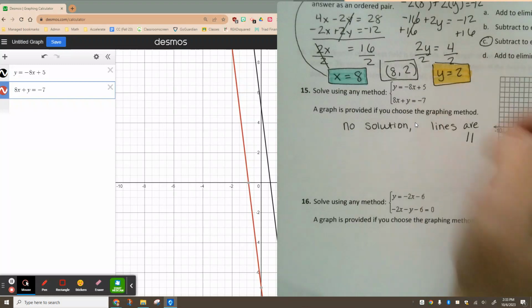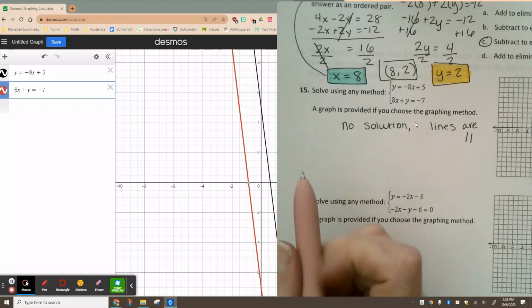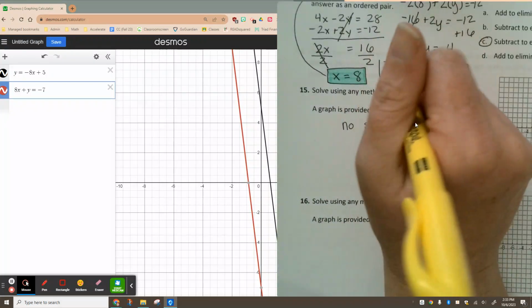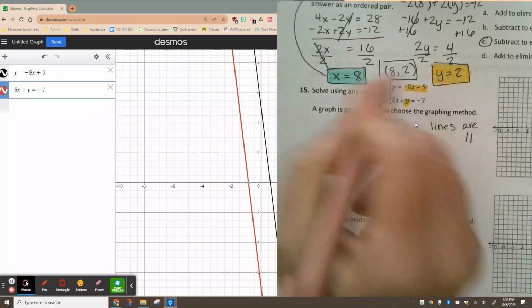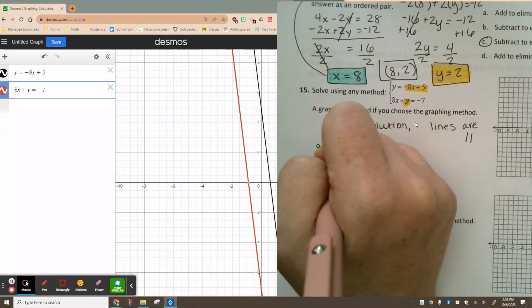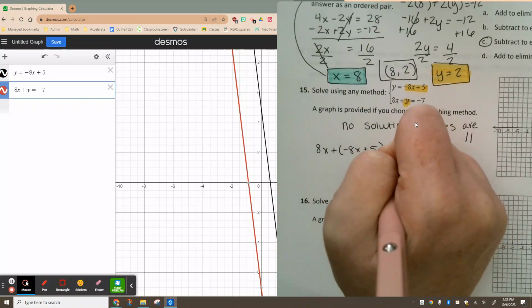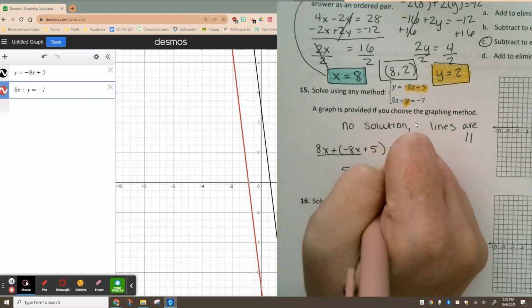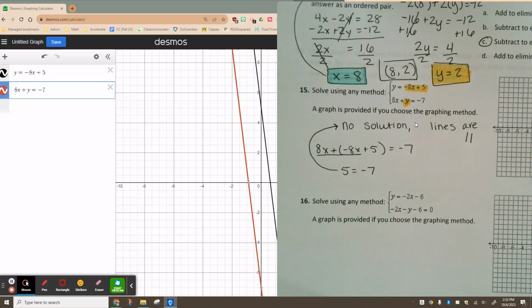I haven't taught y'all this yet. This is the symbol for parallel. It's 2 little slashes, and that way you don't have to write the word parallel every single time. If we were to do substitution and I were to take all of this and plug it into here, what would happen is you have 8x plus negative 8x plus 5 equals negative 7. These would cancel. You'd be left with 5 equals negative 7, which is an equation with no solution. So these have no points in common.